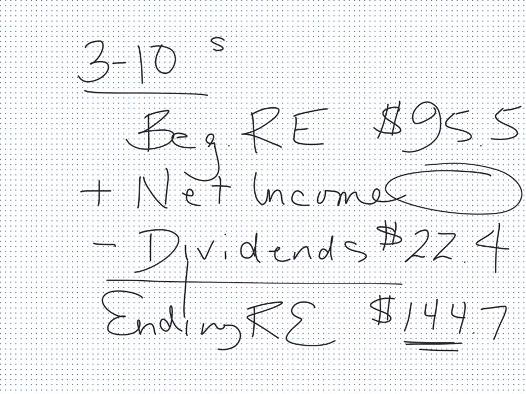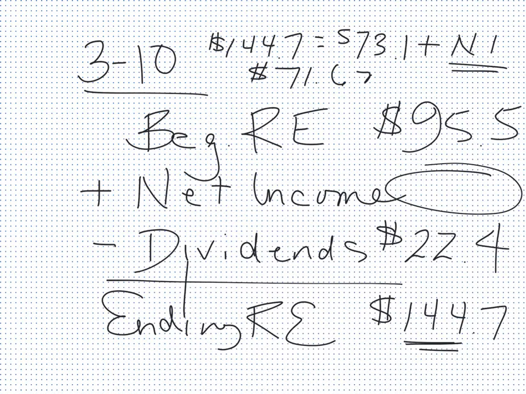Maybe I can put it up here. So I would say 144.7 million equals, I'm going to take 95.5 minus 22.4, the sum of that, and so equals 73.1 million plus my net income. And then I can calculate my net income. And in this particular problem, if you calculated it out, you should get 71.6 million.